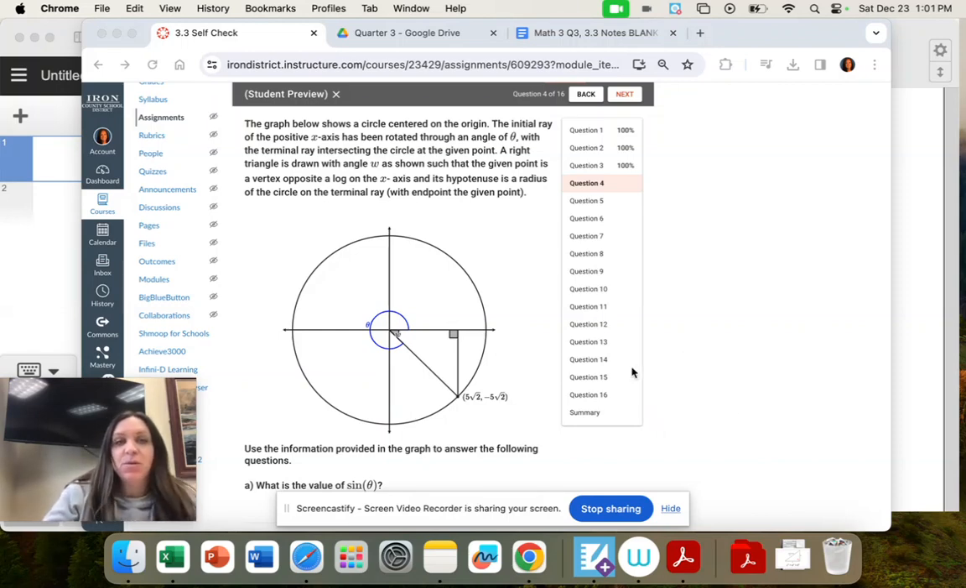So same thing we've been doing. We have a graph and we're going around the circle all the way to the fourth quadrant to hit W. And there's our angle W.